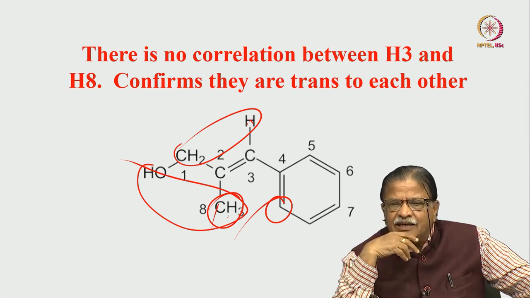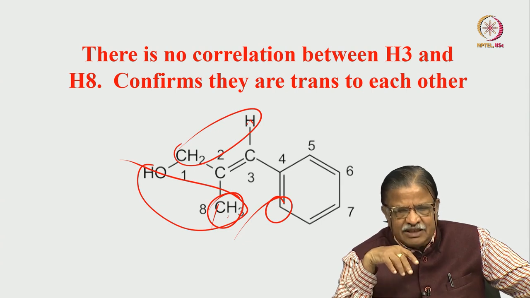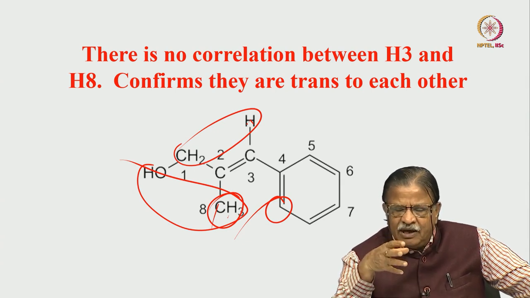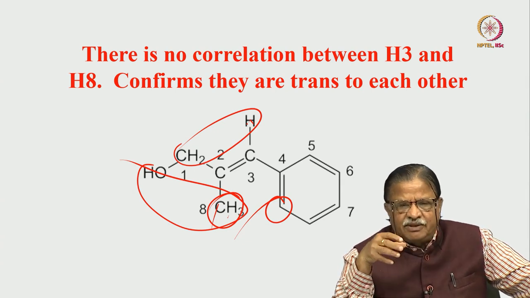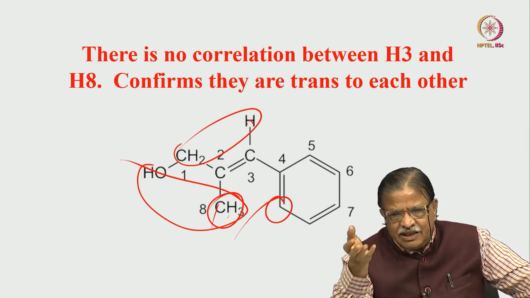So we saw several examples of molecules which have a double bond, where you could get the cis-trans geometry and the phenyl group. We could find out the substitution position and rule out all other possibilities by using NOESY. So these are some of the examples.